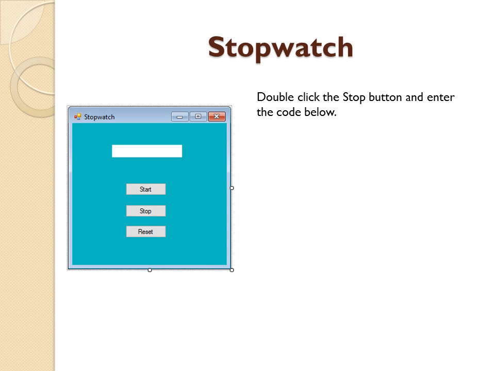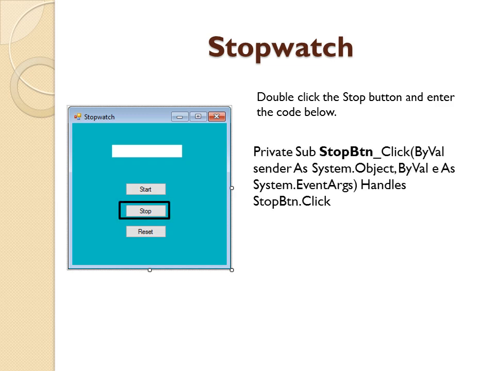And then let's double click, starting with the stop button, and enter the code below. Timer1.Enabled equals false. So every time we press the stop button, this will allow our timer or stopwatch to stop.